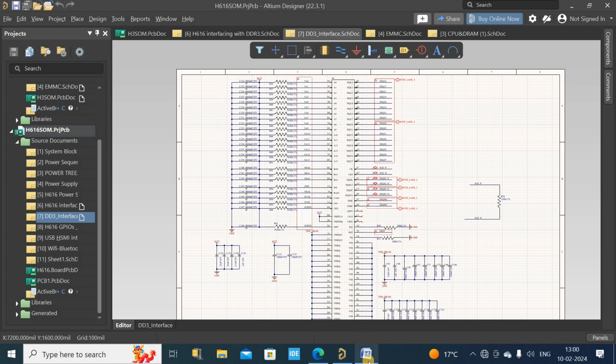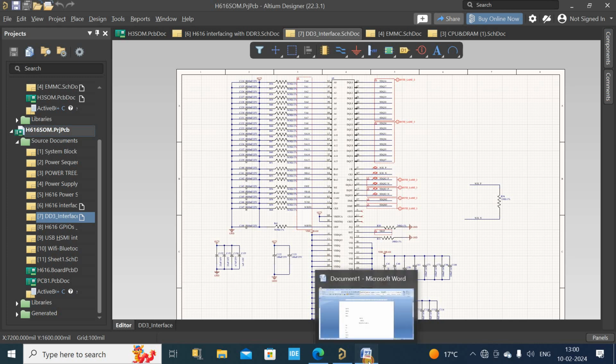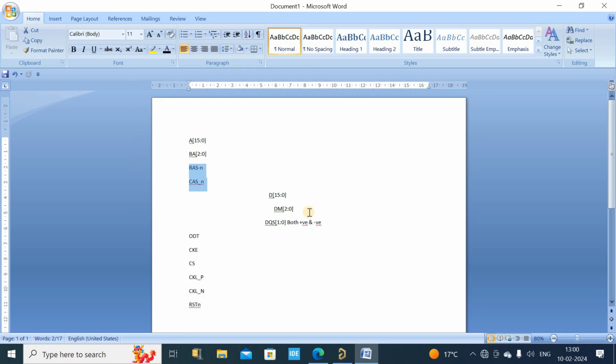Let me open up my Microsoft Word, which is down here. Here I have listed some of the necessary signals that need to be considered while interfacing DDR3 memory chips with the SoC. On the left side, we've got a bunch of address, command and control signals. These are 16-bit address lines, which are used for carrying address information. And then we have three bank selection address lines, for carrying the bank selection address bits.